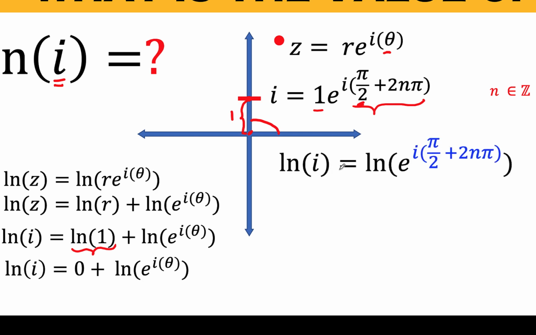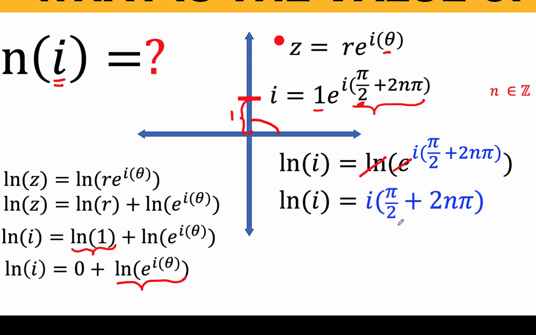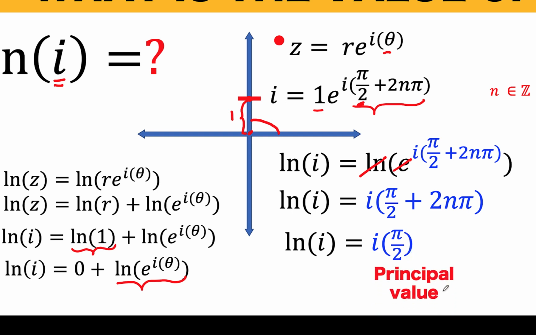Now let's compute ln of i. It is equal to ln of e raised to i times the angle theta. We said the angle formed by i with respect to the positive real axis is pi over 2 plus 2n pi. And since ln and e are inverse operations, the right side is simply i times the quantity pi over 2 plus 2n pi. This is the value of ln of i. If we take n equals 0, we have ln of i is equal to i times pi over 2. We call this the principal value, if we limit the domain of the angle from negative pi over 2 to pi over 2, and this happens when n is equal to 0.